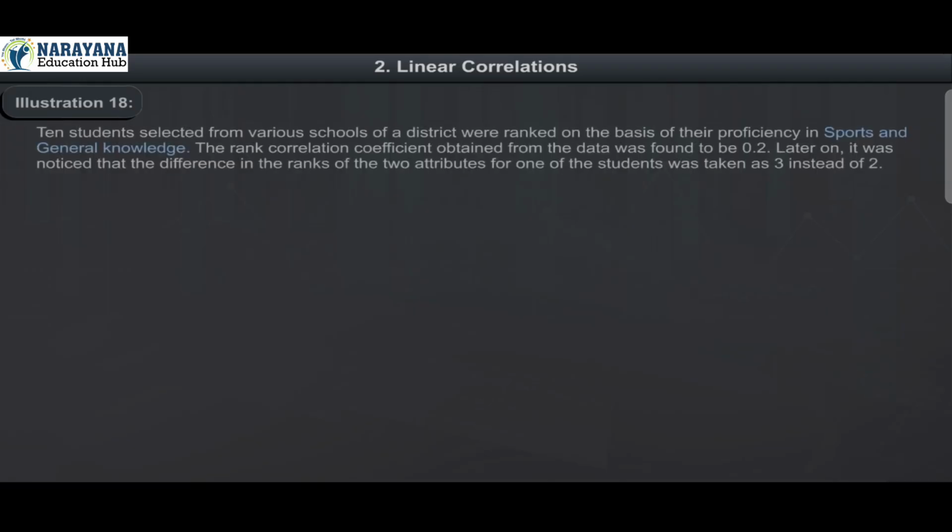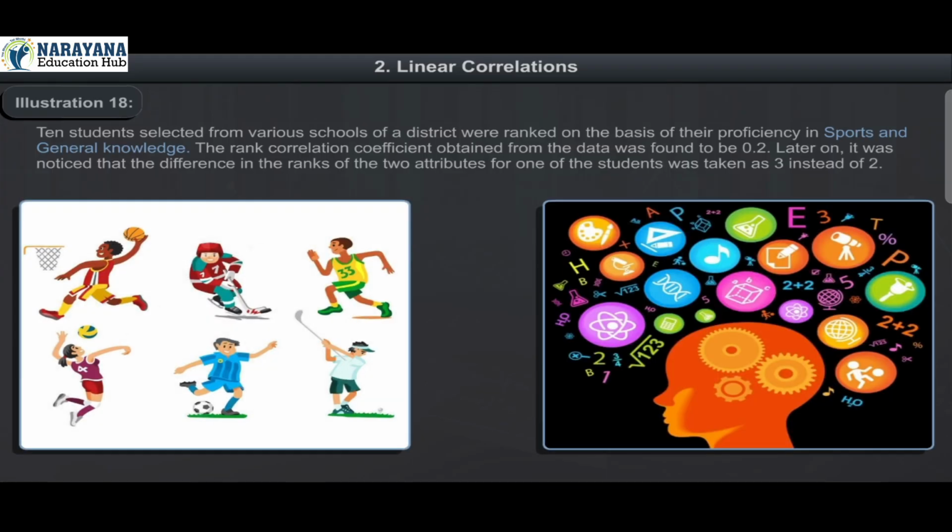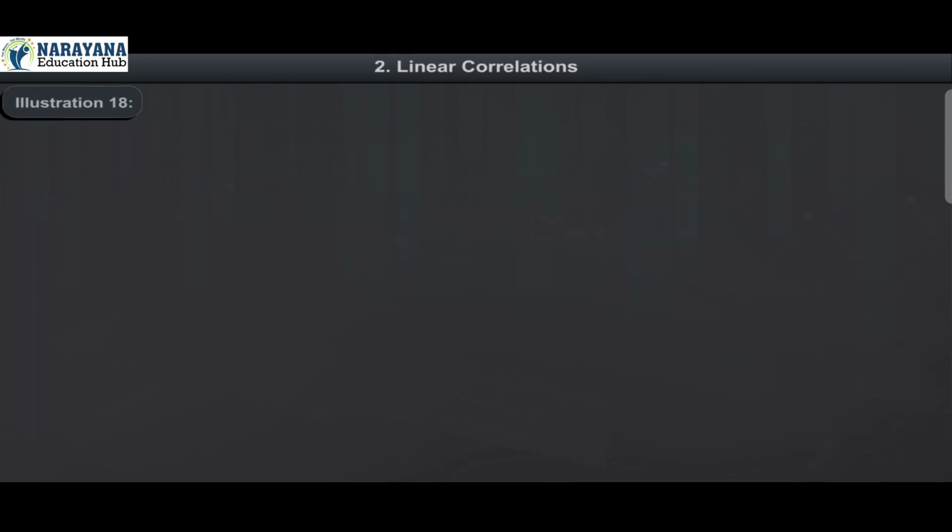Illustration 18. 10 students selected from various schools of a district were ranked on the basis of their proficiency in sports and general knowledge. The rank correlation coefficient obtained from the data was found to be 0.2. Later on, it was noticed that the difference in the ranks of the two attributes for one of the students was taken as 3 instead of 2. Find the correct value of rank correlation coefficient.